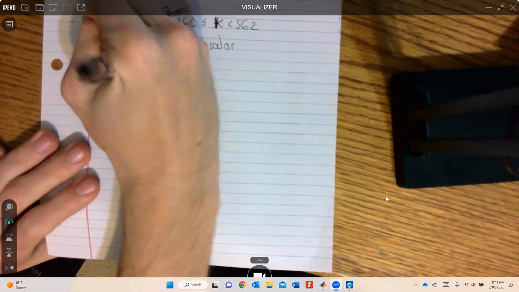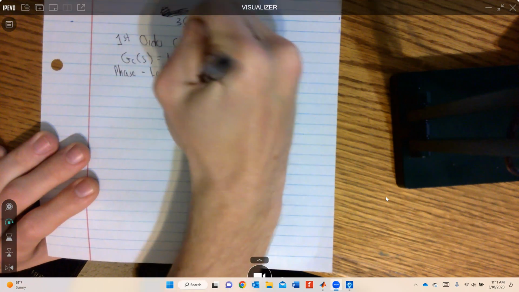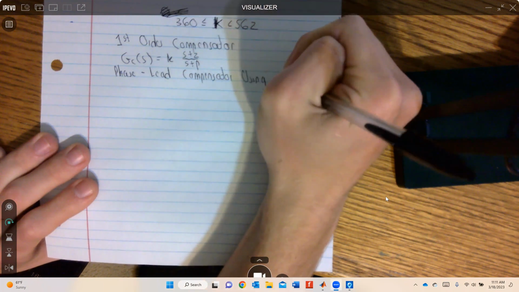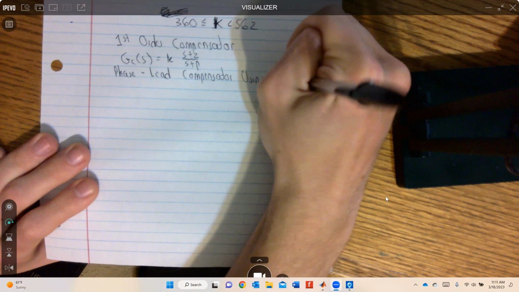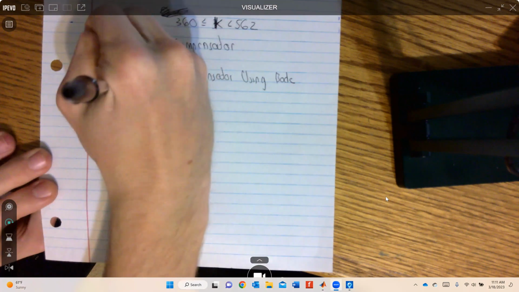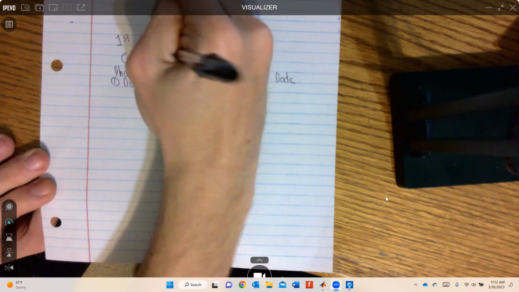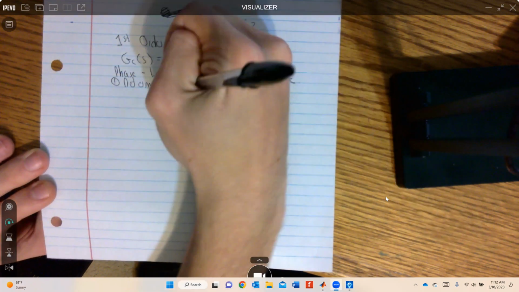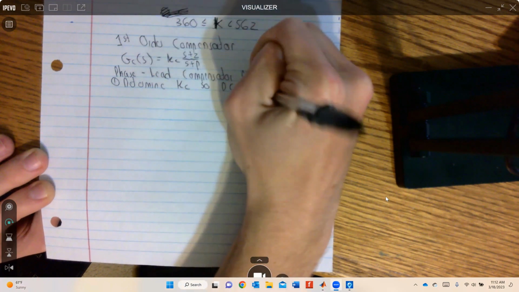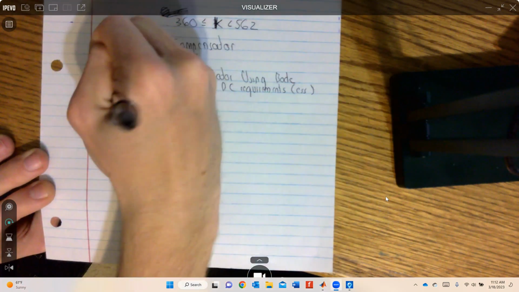So let's look at a phase lead compensator, and this is design using Bode. Earlier in this lecture we looked at root locus, but this one will be using the Bode plot technique. The first thing you need to determine is what they call KC, the compensator gain. So determine the compensator gain so that the DC requirements, which are known as the steady state errors of the open loop system, are satisfied.